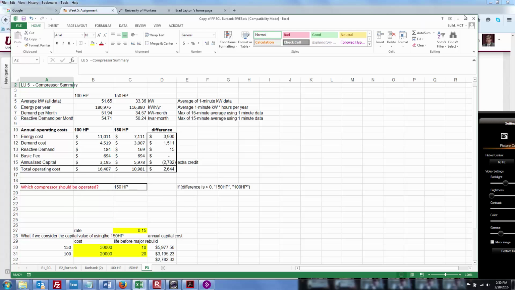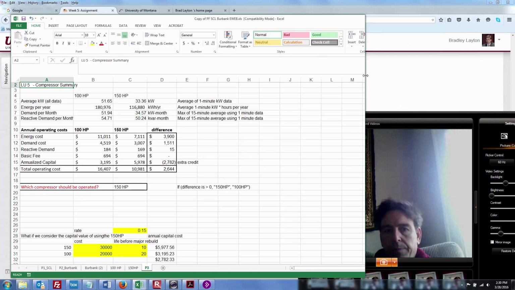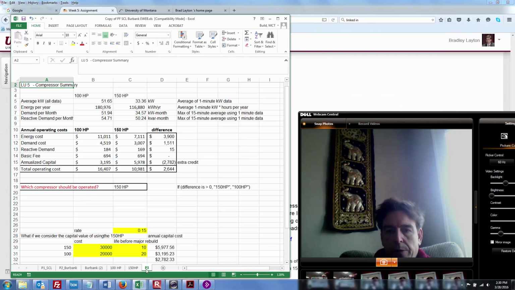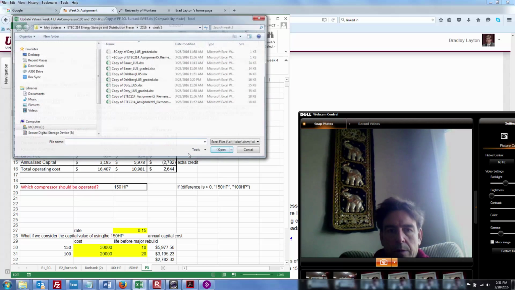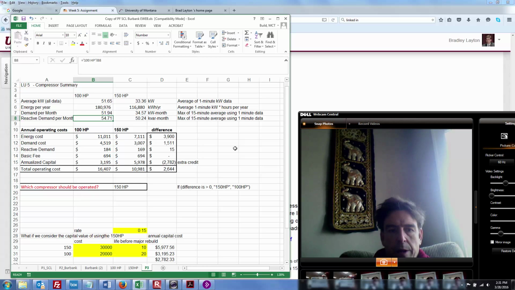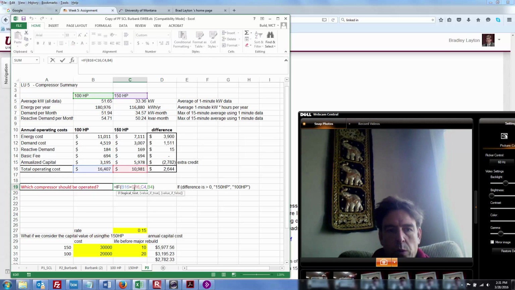Okay, so I'm looking back here at Fraser's solution for problem 3, week 5. So I've just got this problem 3 solution tab opened here. Average of all data. So that's coming from the previous sheet. Same thing here for the 150. Energy per year for the 100, energy per year for the 150. There's the demand per month. Reactive demand. In this case, again, we're just using an if statement to see which of the two is cheaper.